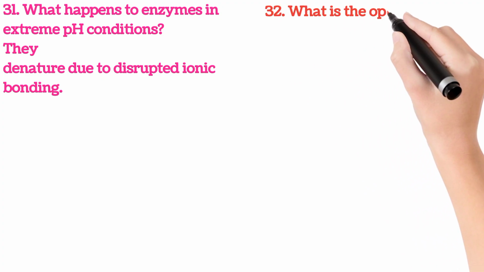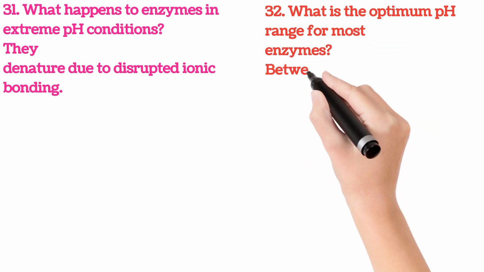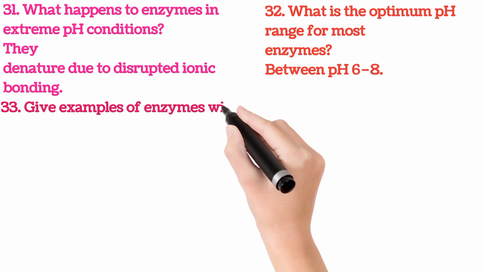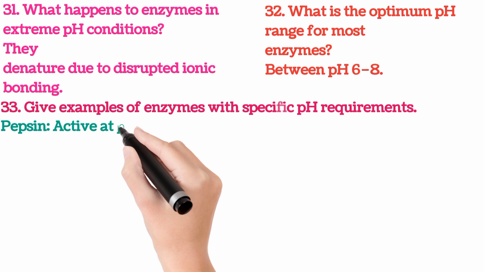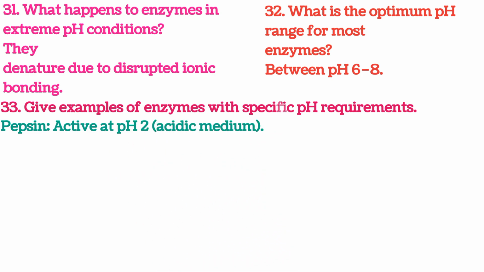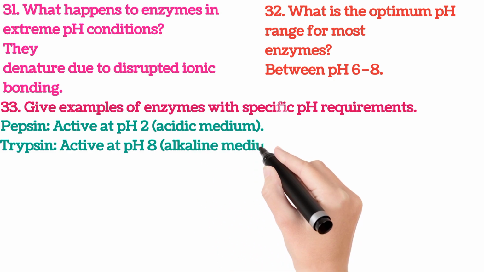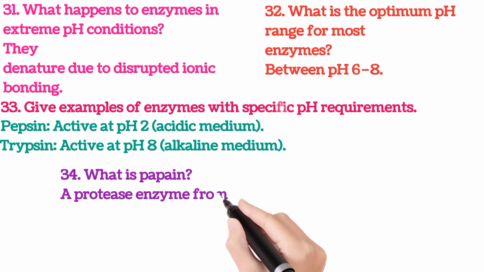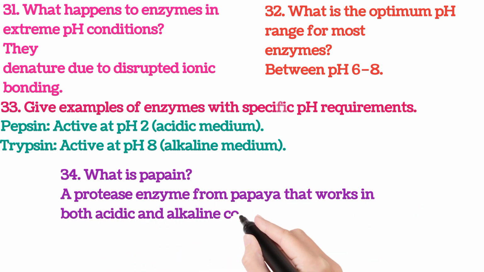32. What is the optimum pH range for most enzymes? Between pH 6 to 8. 33. Give examples of enzymes with specific pH requirements. Pepsin, active at pH 2, acidic medium. Trypsin, active at pH 8, alkaline medium. 34. What is papain? A protease enzyme from papaya that works in both acidic and alkaline conditions.